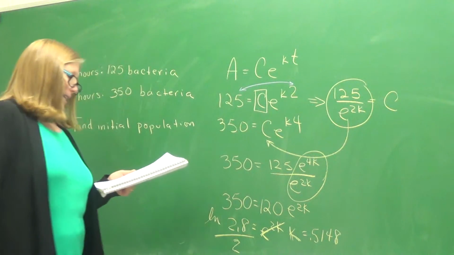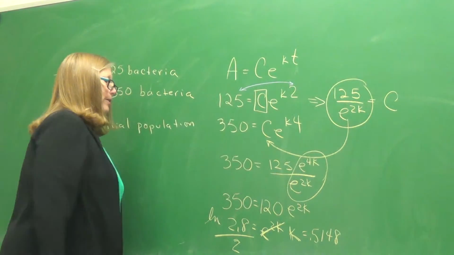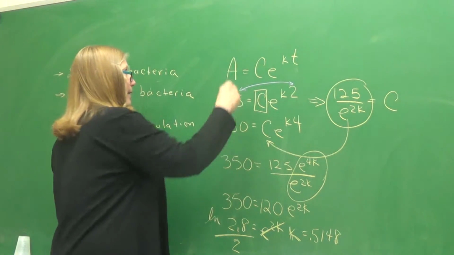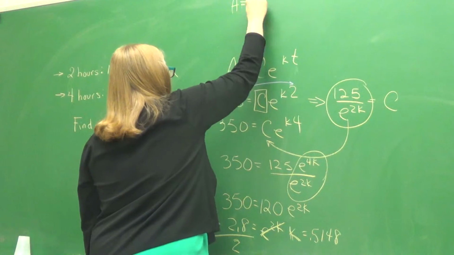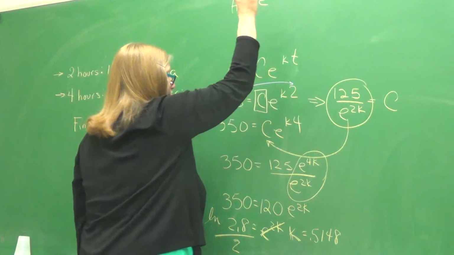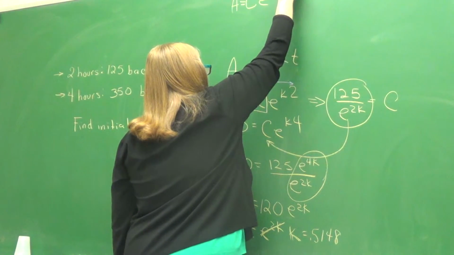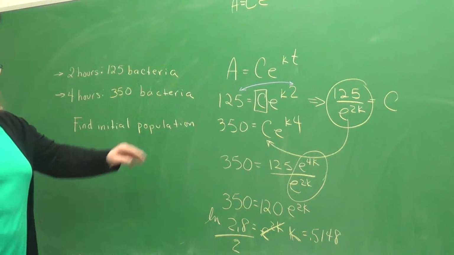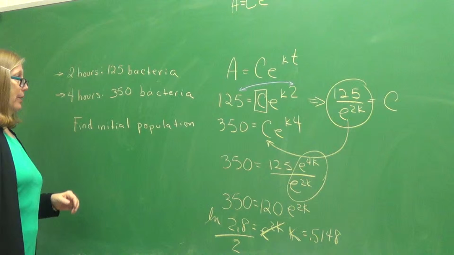All right, now I want to take that information back into the original and finish the problem. So I'll start up here. A equals, we still don't know the initial population, but we do know the k. But there's enough there now that we can finish it. So we need to put in numbers for A and t. Any suggestions since we're looking for C?